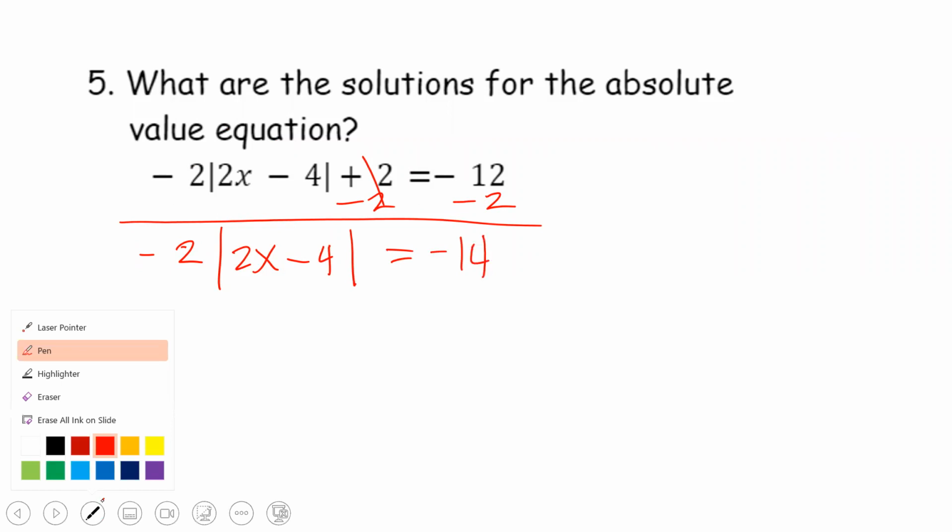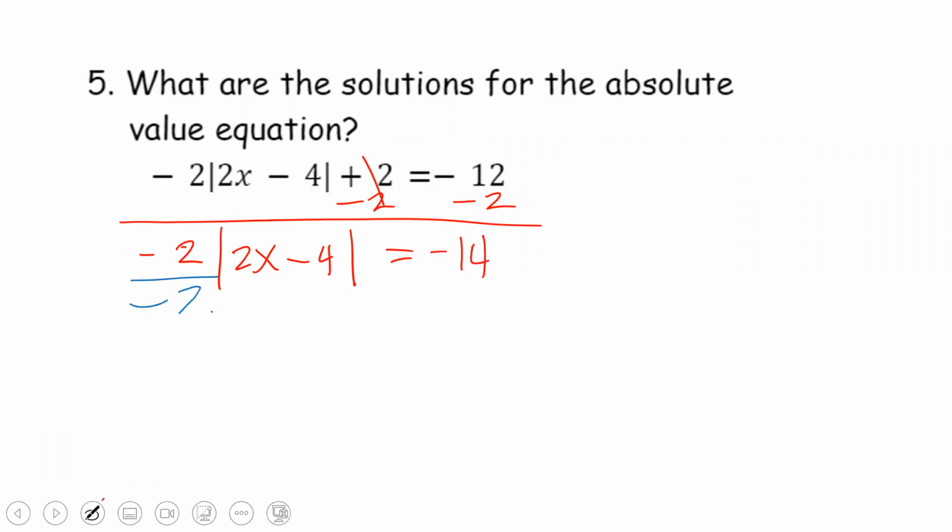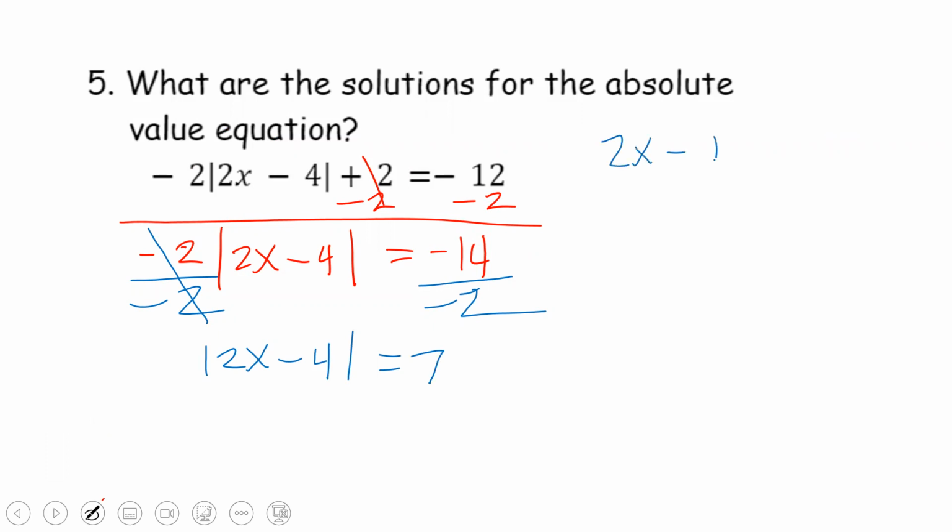Next thing you want to do is divide by this number out here. Now, negative 14 divided by negative 2 is actually positive 7. So you have the absolute value 2x minus 4, and that's equal to 7. Now, you're going to write two equations. You're going to have 2x minus 4 equals 7, and you're going to have 2x minus 4 equals negative 7. You're going to solve both of those for x.